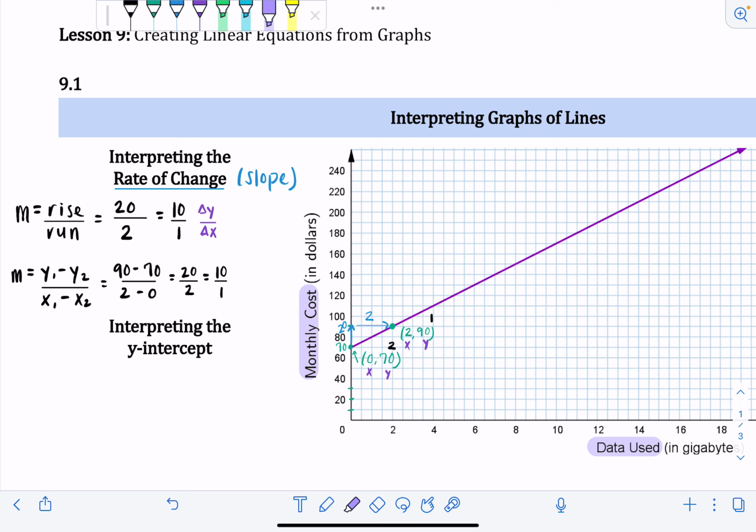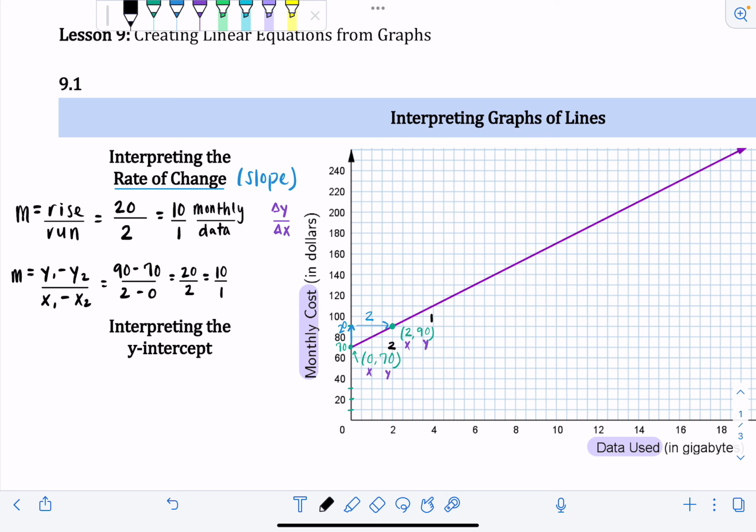So all we really have to do to interpret our slope in the context of this problem is, if we know that slope is change in y over change in x, we put our y-axis label, the way it's labeled, in the numerator with the y. So it'd be a $10 monthly cost over our change in x, so over data used.